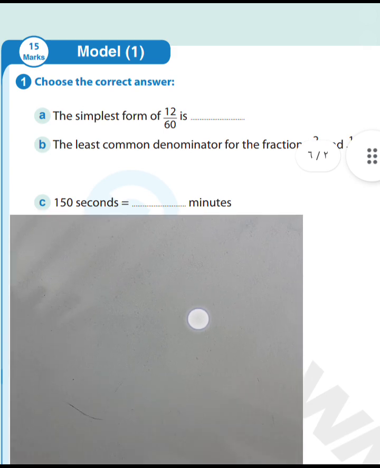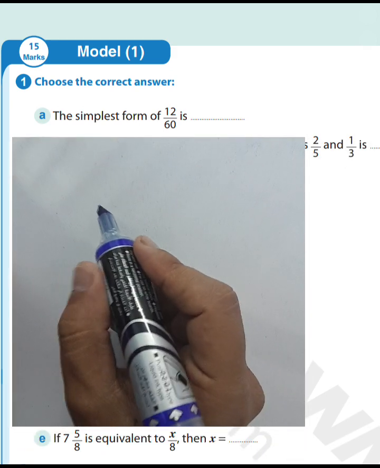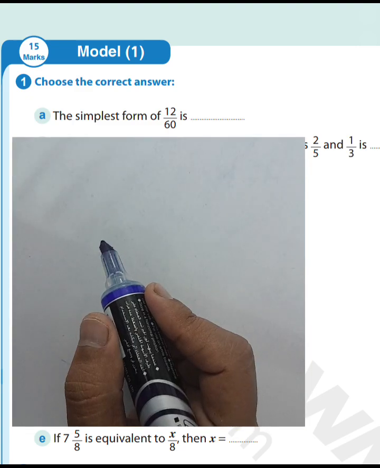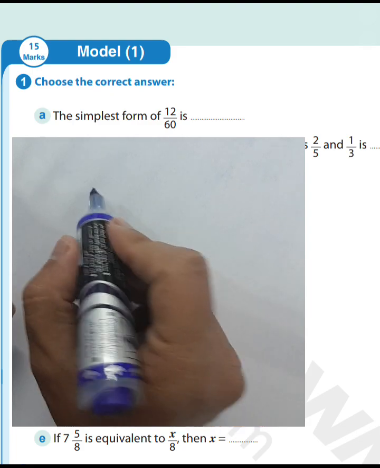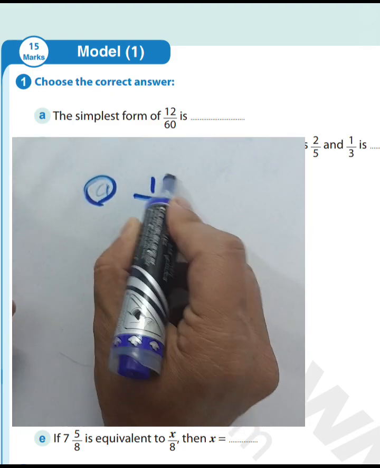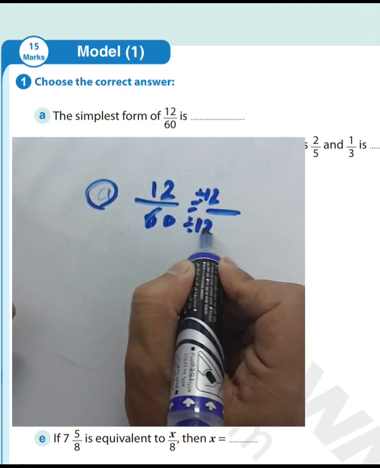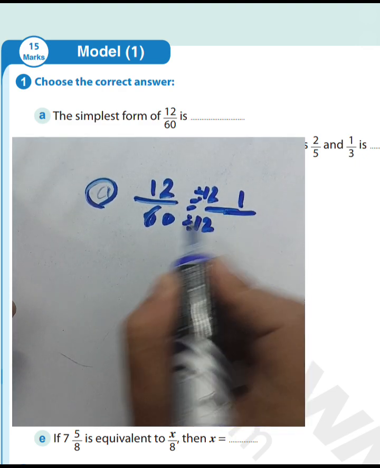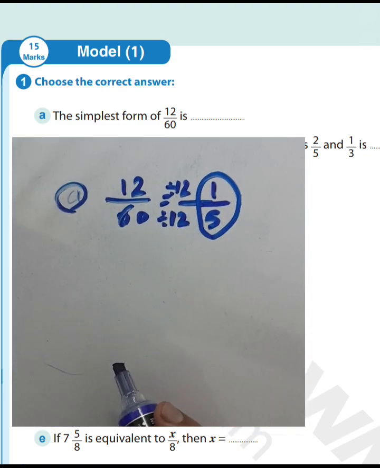Letter A, the simplest form of 12 over 60. We can simplify this fraction by dividing the numerator and denominator by 12, because 12 times 5 equals 60. We have 12 over 60 divided by 12. 12 divided by 12 equals 1, and 60 divided by 12 equals 5. Then the result in the simplest form will be 1 over 5.